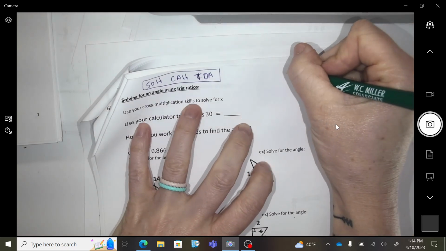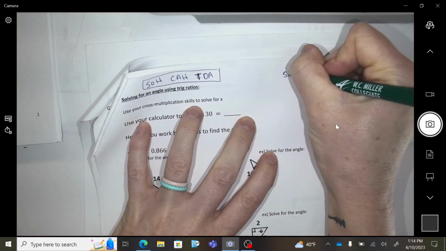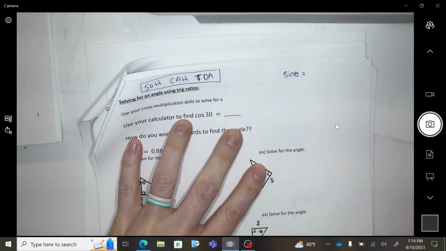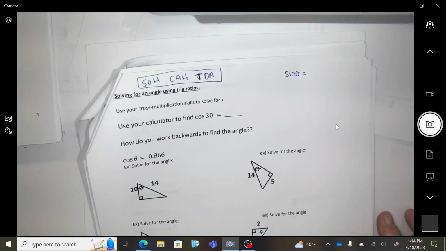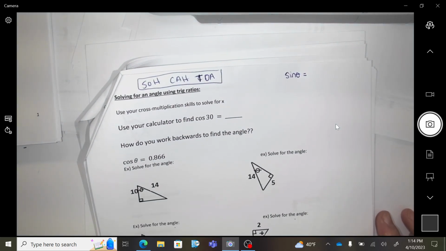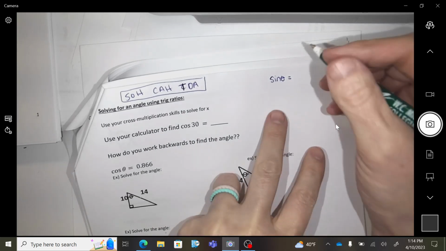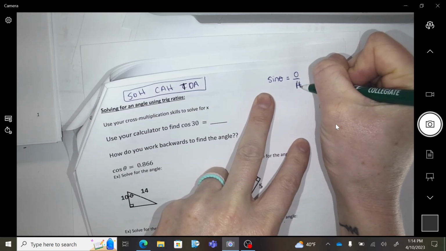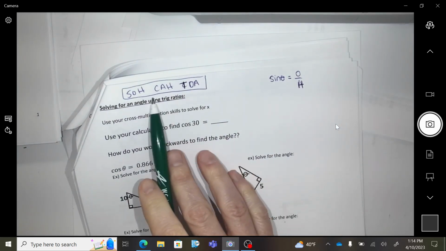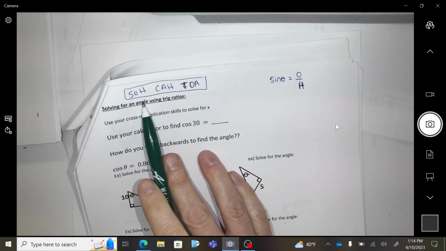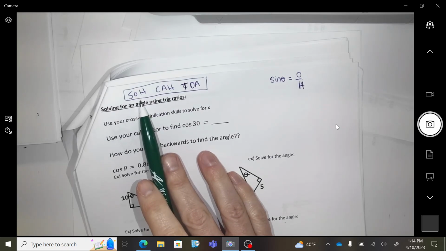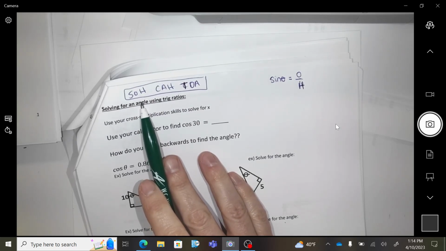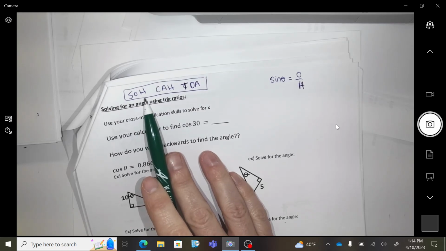So the S formula would go: the sine of the angle equals, and how do you transform SO into a formula? O over H. And when you're working with these letters, what did the O stand for? Opposite. Opposite of the angle that we're talking about.